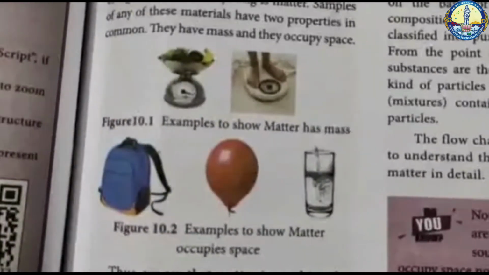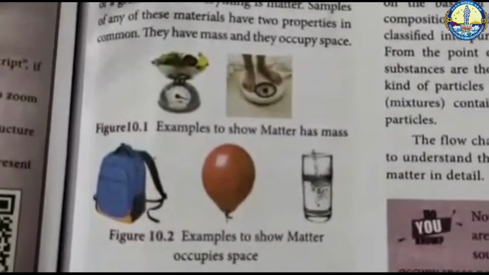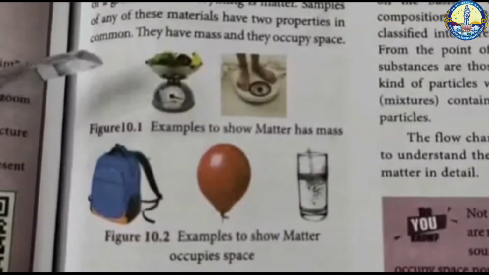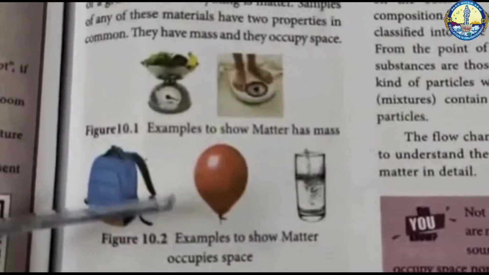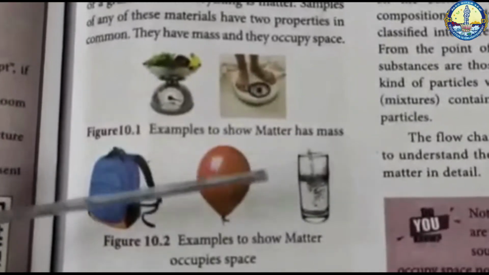The three types of matter are solid, liquid and gas. Weighing machine and bag is solid state. Air in balloon is gaseous state. Water in glass is liquid state.